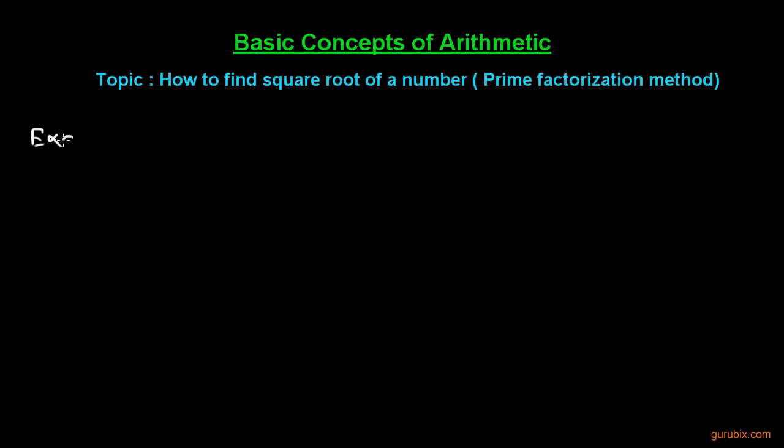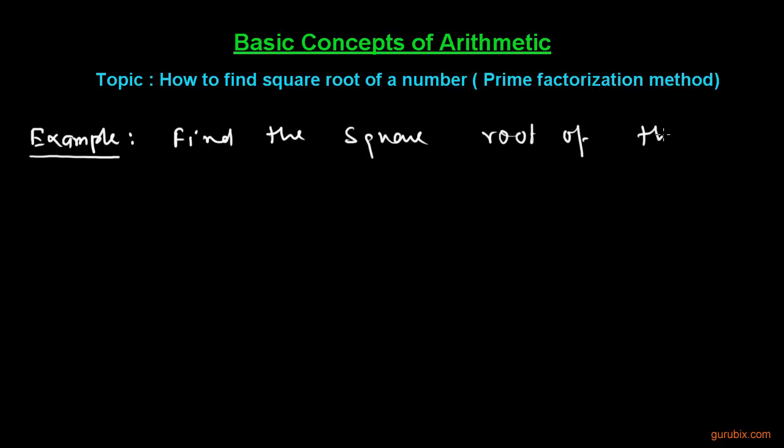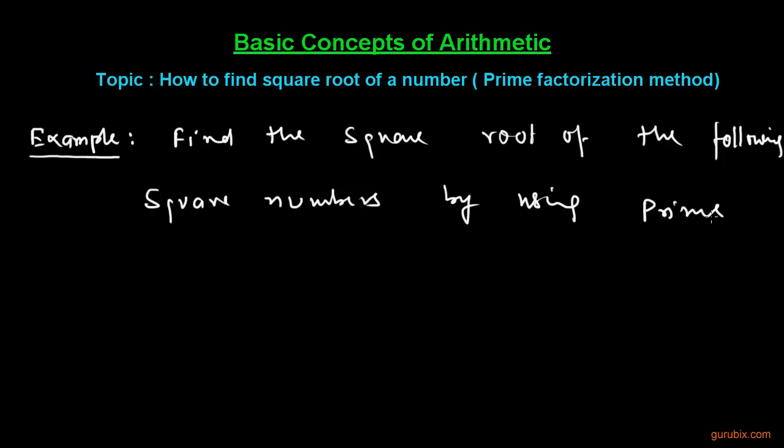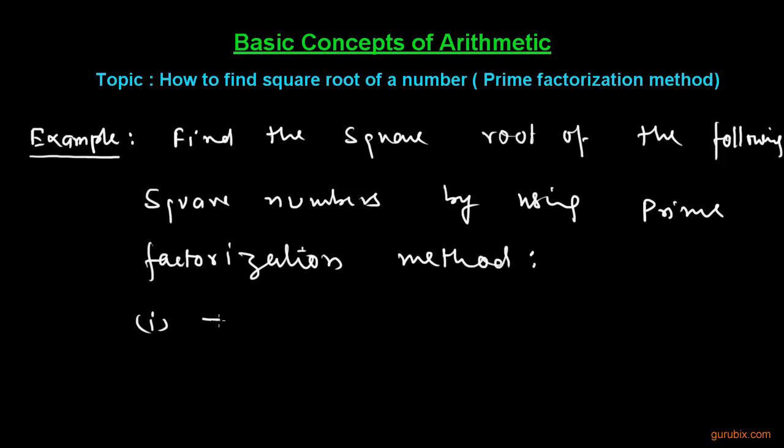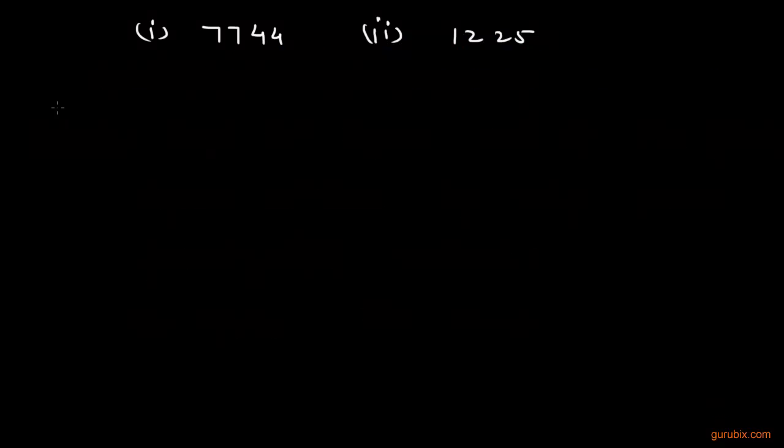Suppose we have an example: find the square root of the following square numbers by using prime factorization method. And the numbers are 7744 and the second number is 1225. Let us see how to find the square root of these numbers by using prime factorization method.